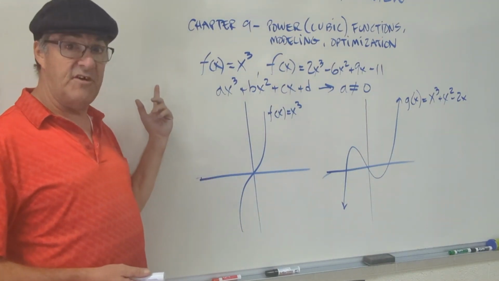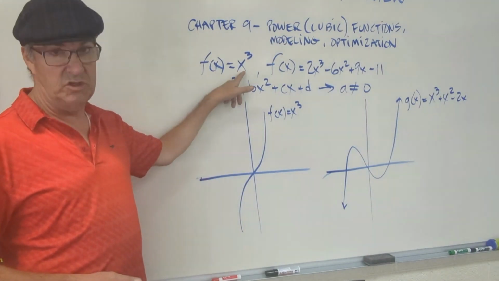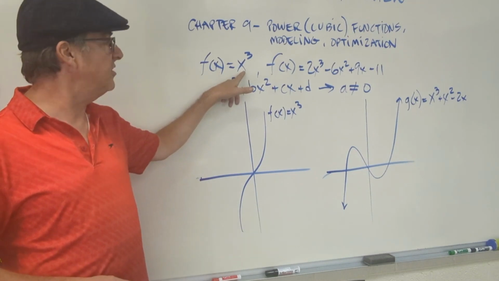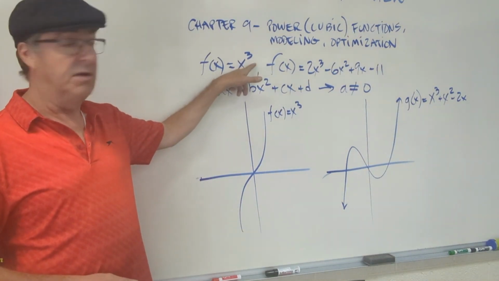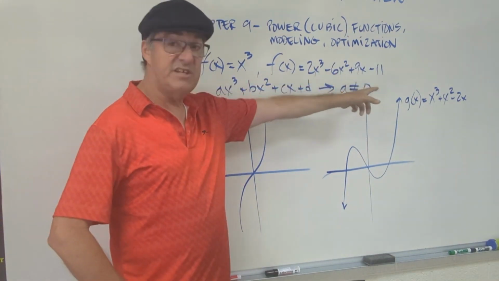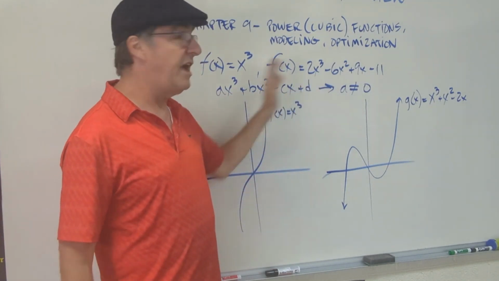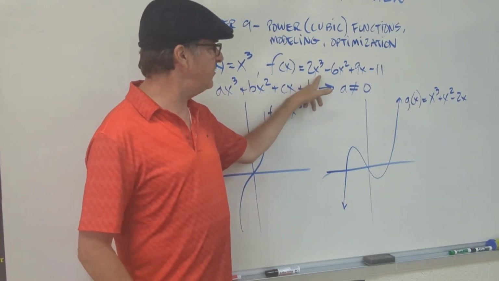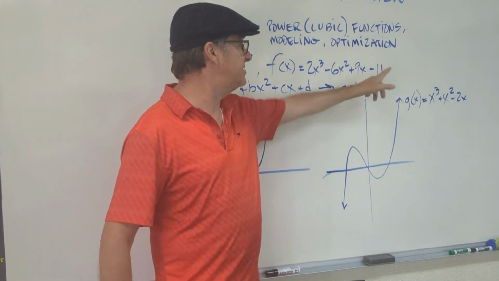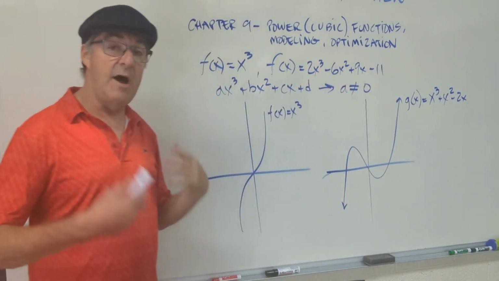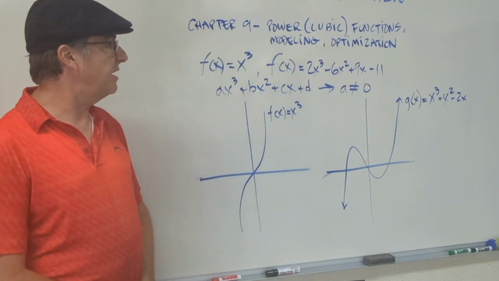The most simple cubic function is just f of x equals x cubed. That's all you need to have a cubic function. It's just a cubic term. Now, fully expressed out with all the possible terms, we could have something like 2x to the third minus 6x squared plus 9x minus 11. So you can have up to 4 terms in your cubic function.